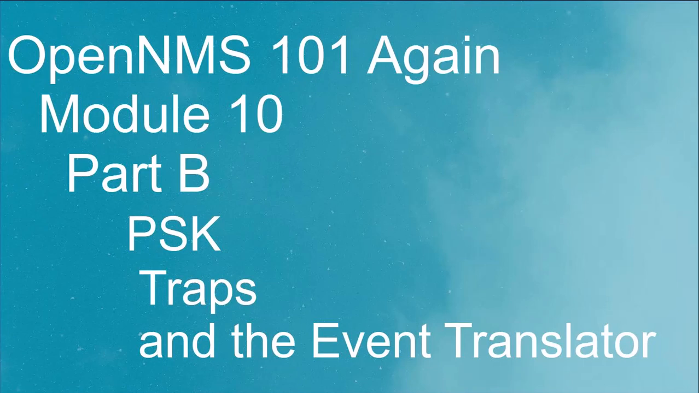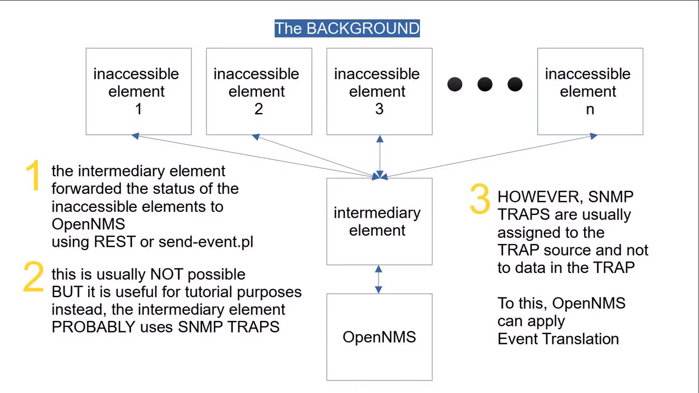This is OpenNMS 101 again, Module 10, Part B, the Passive Status Keeper, Traps, and the Event Translator. The top line represents elements inaccessible to OpenNMS. In Part A, the intermediary element forwarded the status of inaccessible elements to OpenNMS using REST calls, or send-event.pl. The intermediary device may not be able to generate REST calls or use send-event.pl.